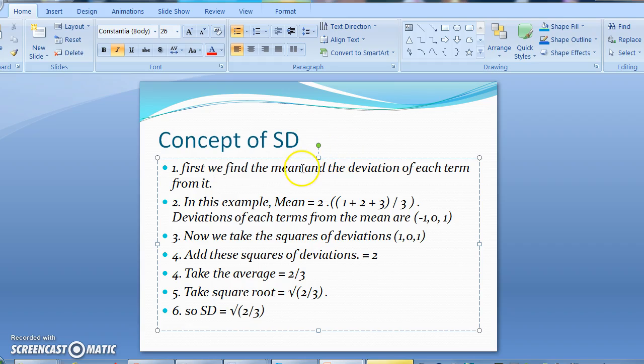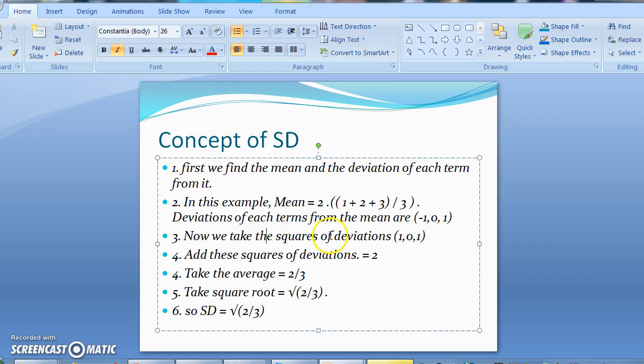Mean, you might recollect, is the average. You find the mean by taking the sum of all the numbers and dividing it by the number of numbers. In this case it will be 2, so it's the middle number. Now look at the deviation of each term from the mean. 3 is 1 away from the mean. 2 is 0 away from itself, because 2 is the mean. And for 1, the deviation is minus 1. So this is our first step: always look at the deviations from the mean.